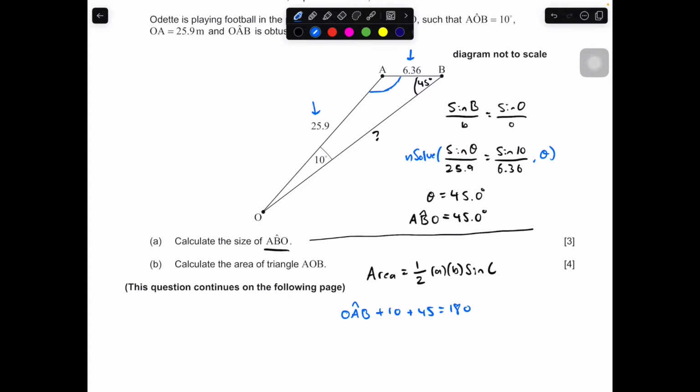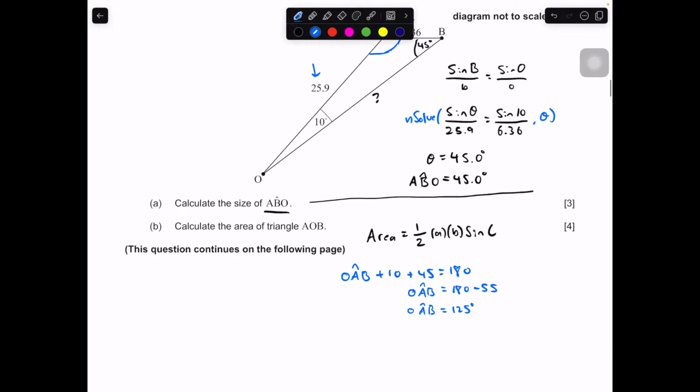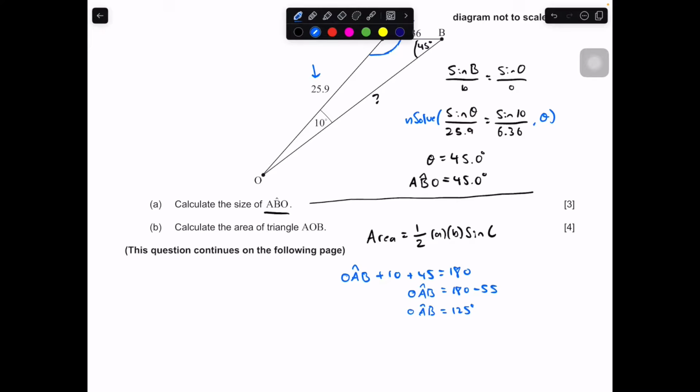So let's go work that out. You wouldn't need to solve this with a solver; you would probably just use a little algebra. So essentially, we have angle OAB is equal to 180 minus 55, or we could say that OAB is equal to 125 degrees. So if we know that this is equal to 125 degrees, we found the included angle.